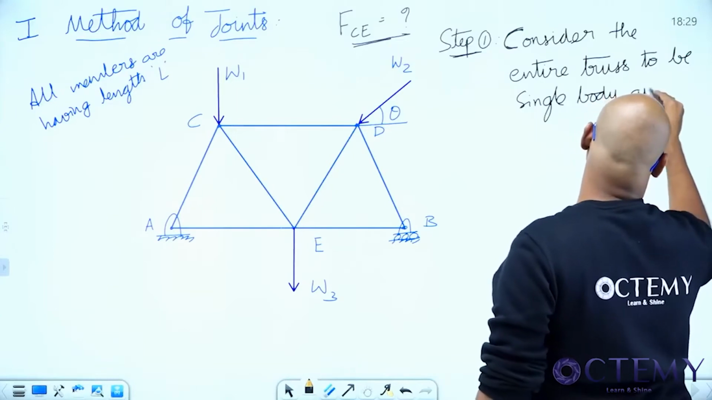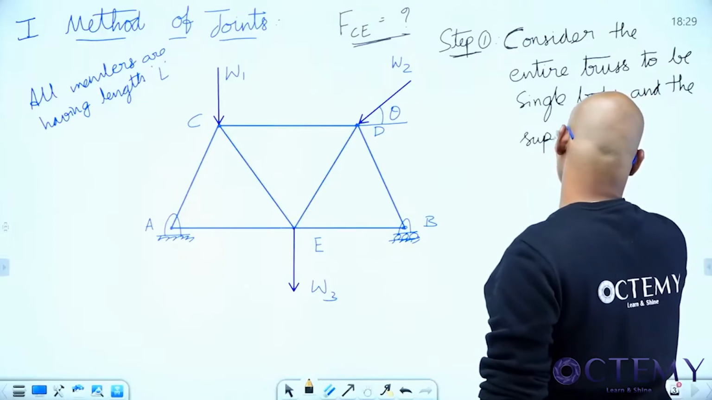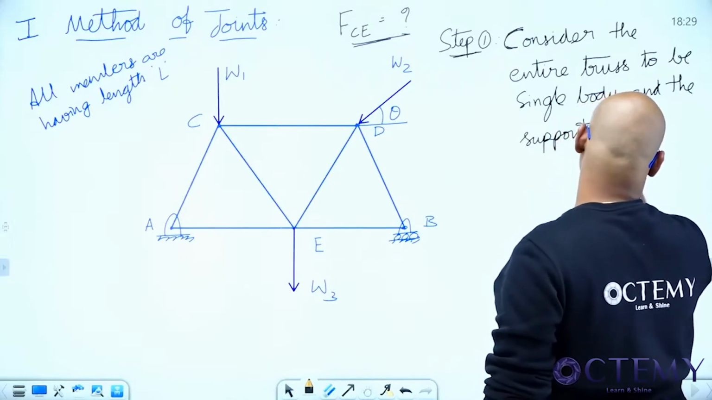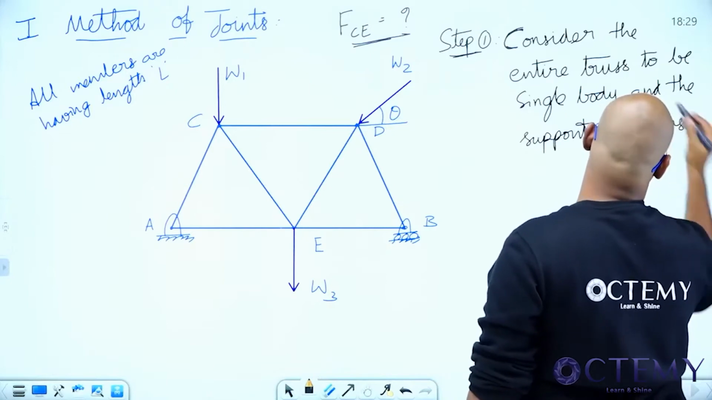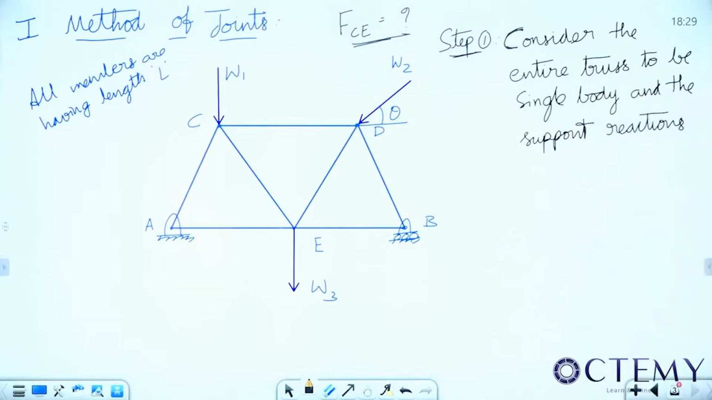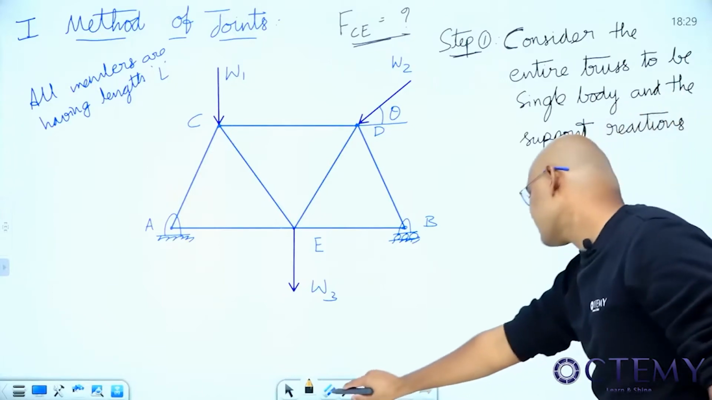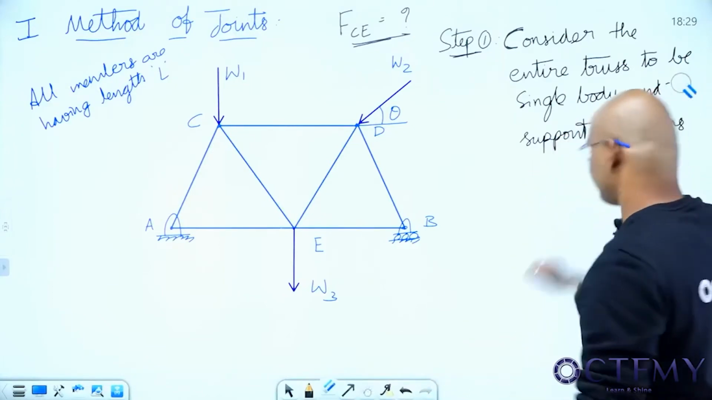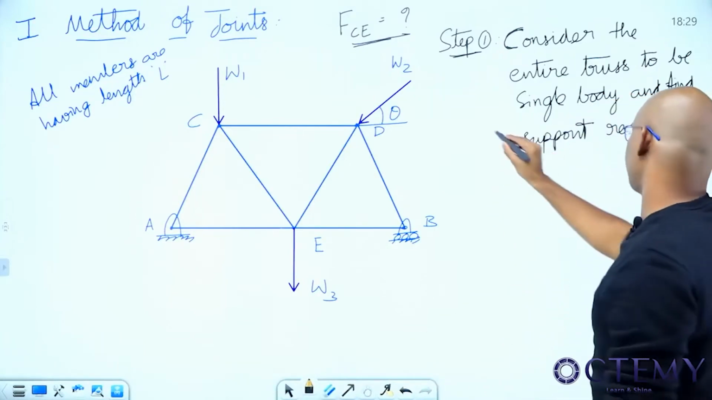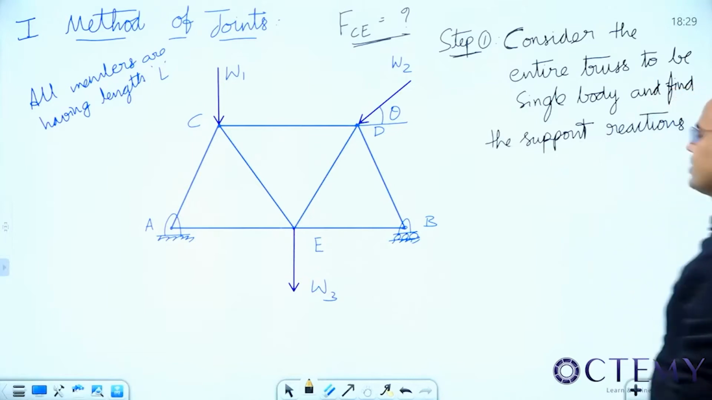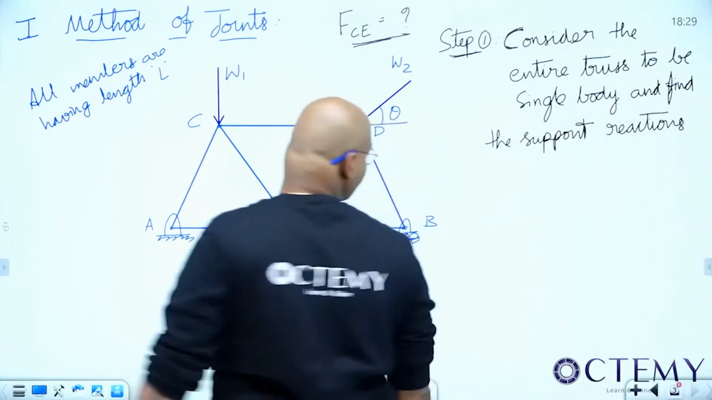Consider the entire truss to be a single body and find the support reactions. This is the first step. What is the first step? Consider the entire truss to be a single body and find the support reactions.